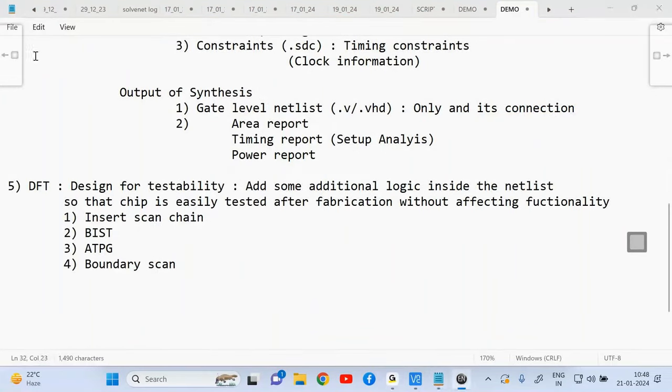After DFT modifies the netlist, that netlist will go to which team? The physical design team. The netlist will go to DFT, DFT will modify the netlist, and the netlist will come to the physical design team. We'll get the netlist. What is our role?